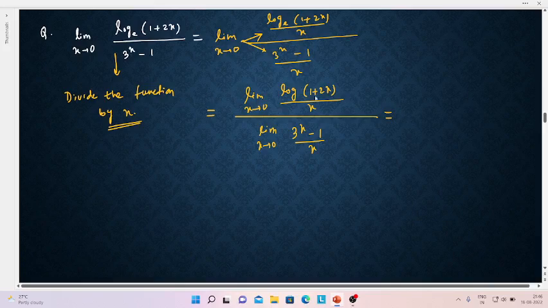So what will be the value of the numerator? Since we have log(1 + 2x) upon x, the value of this is 2. And the denominator will become log base e of 3. So the value of this given limit is 2 upon log base e of 3. That can also be written as 2 log base 3 of e. So this is similar to this, and this is the value of this particular limit.